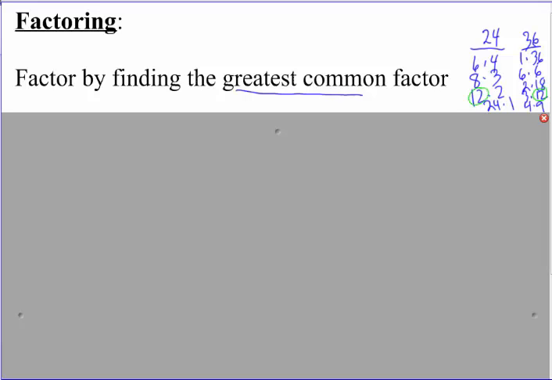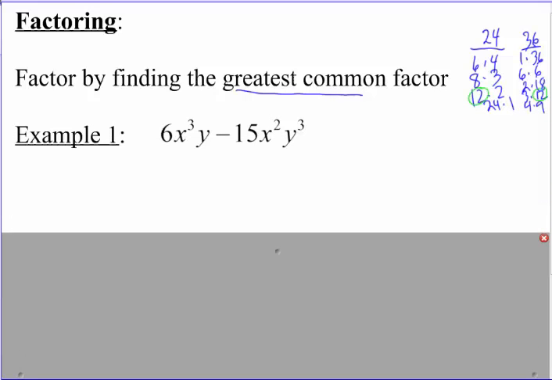So now we're going to use it to rewrite these kinds of expressions. Okay. In the past, remember when we did distributive property? You have something times all the stuff in parentheses, and you had to multiply it by everything, right? Now we're doing it in reverse.